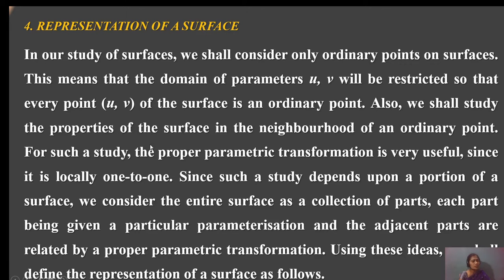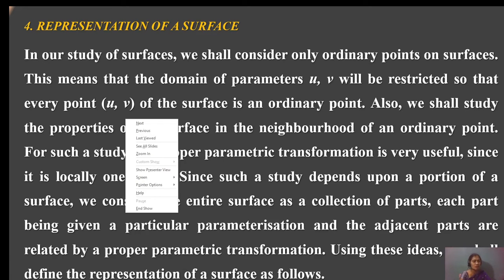We shall study the properties of a surface where the parametric transformation is locally one-to-one. Since such a study depends upon portions of a surface, we consider the entire surface as a collection of parts, each part being given a particular parametrization, and the adjacent parts are related by a proper parameter transformation. Okay, this is the representation of the surface.